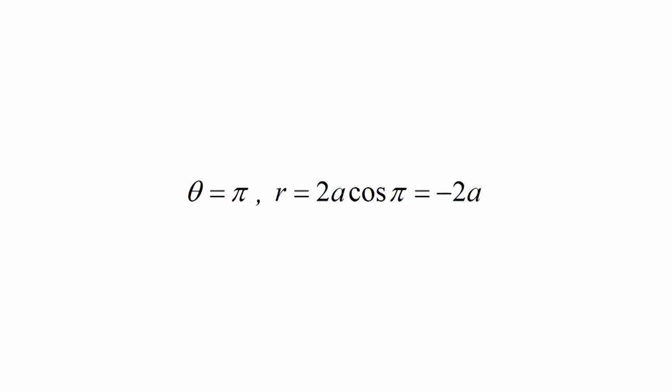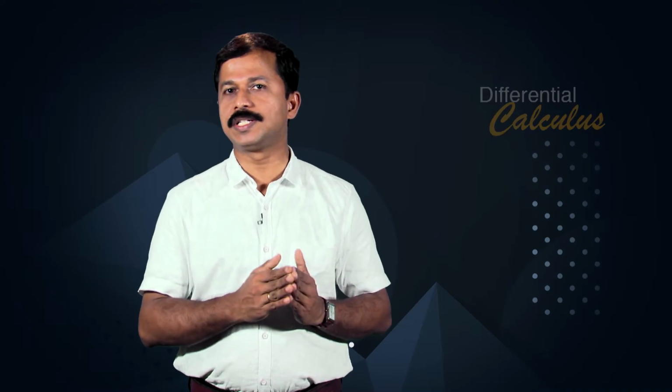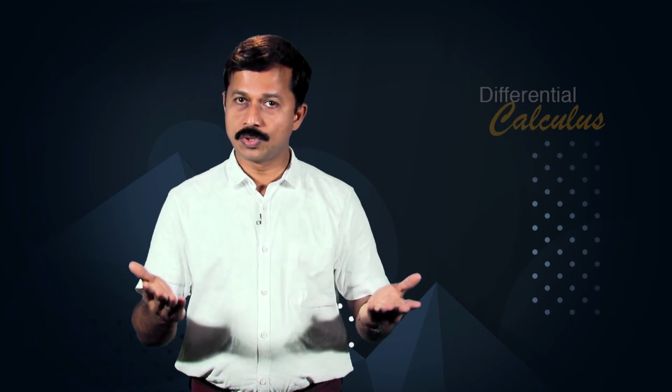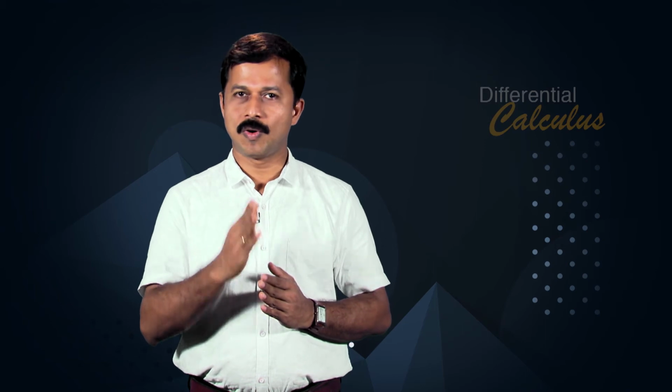When theta is equal to pi, r is equal to 2a cos pi, which is equal to negative 2a, which gives the point with polar coordinates (negative 2a, pi). As negative 2a is the directed distance when the angle is pi, this point in polar coordinates and also in Cartesian coordinates is (2a, 0).